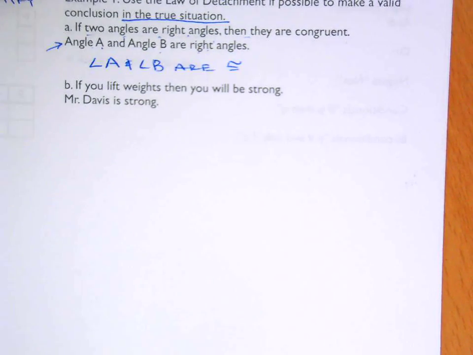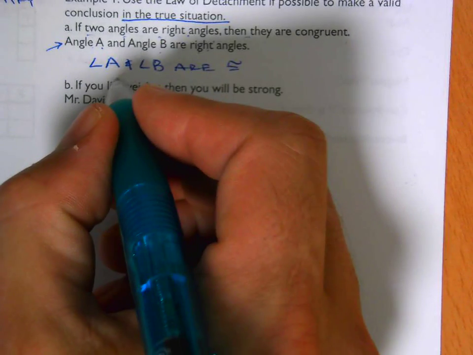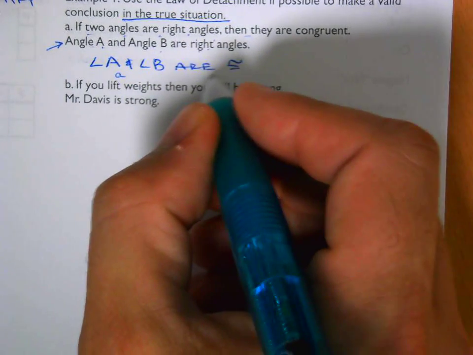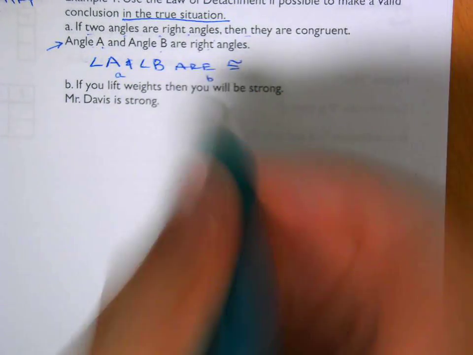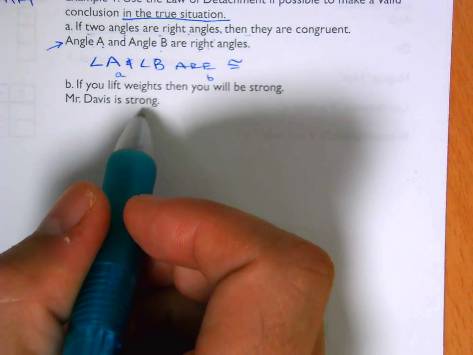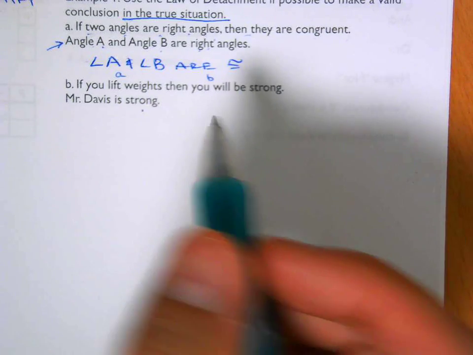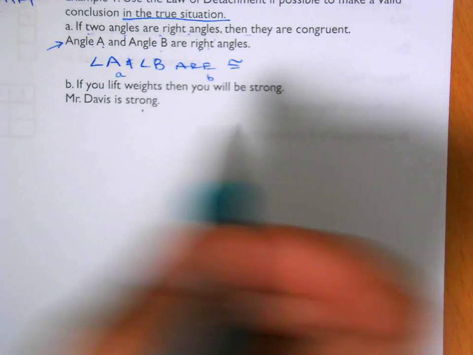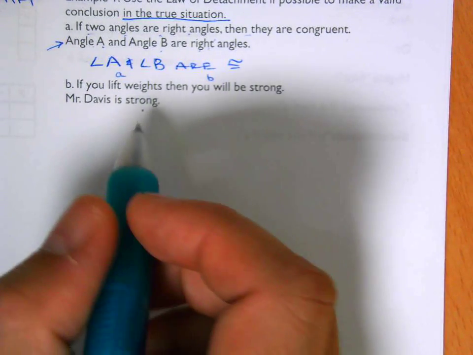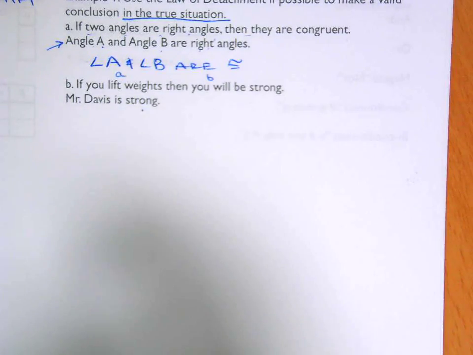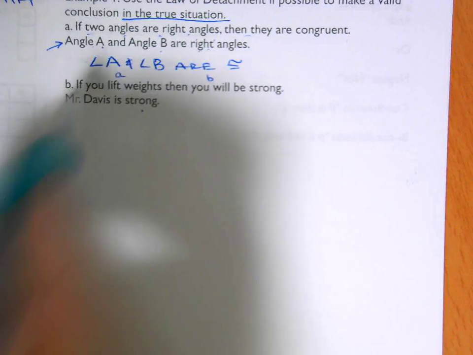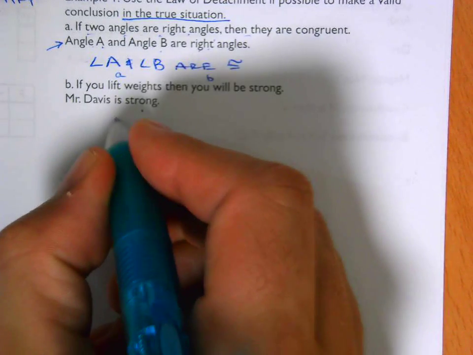Okay, let's see. If you lift weights, then you will be strong. So here is the A, the hypothesis. Here is the B, the then, the conclusion. Well, Mr. Davis is strong. You might be tempted to say that Mr. Davis lifts weights, and it's certainly possible that Mr. Davis lifts weights. I know for a fact that Mr. Davis lifts weights, but can we logically conclude that Mr. Davis lifts weights based on this statement? And the answer is no.